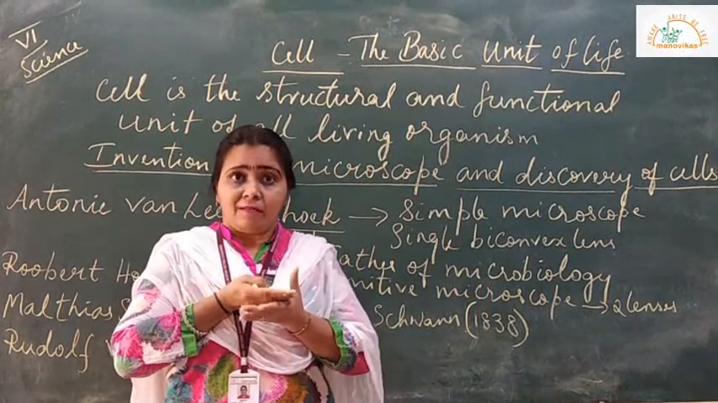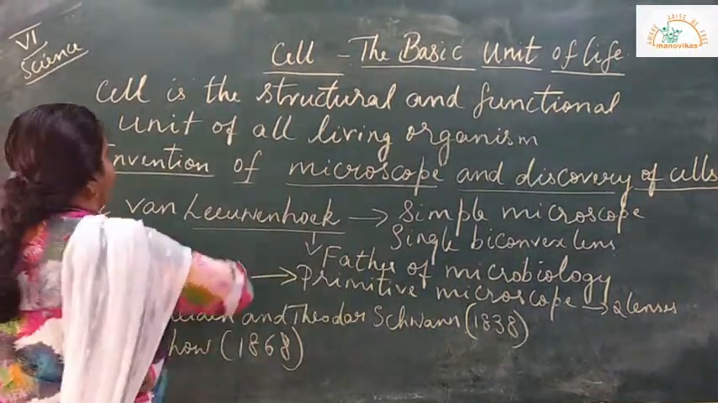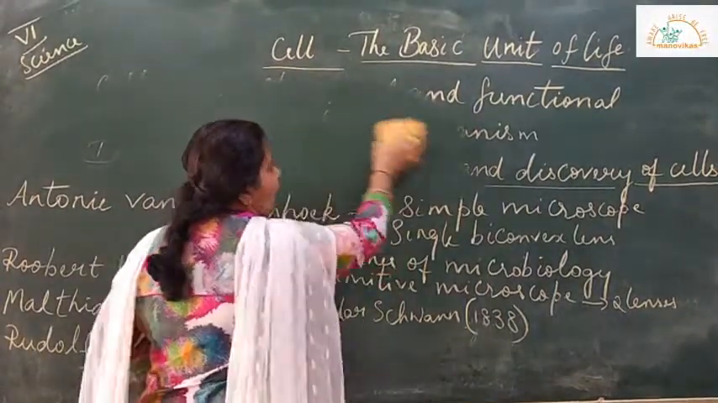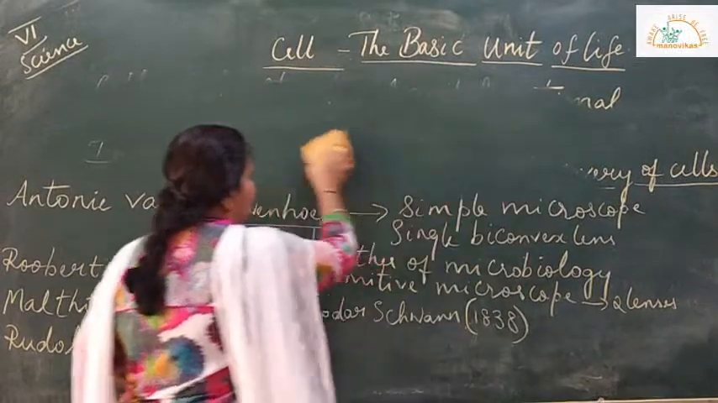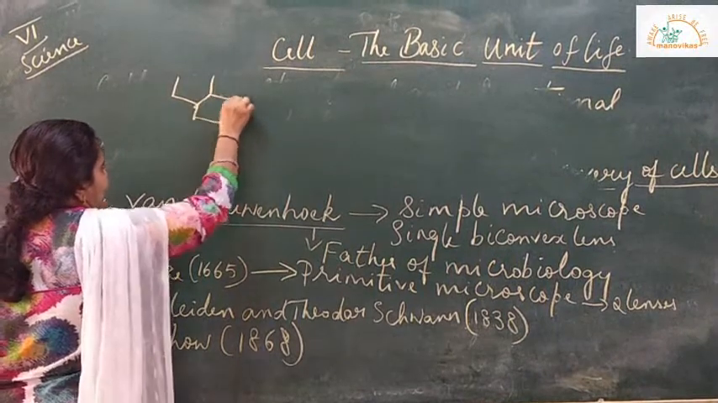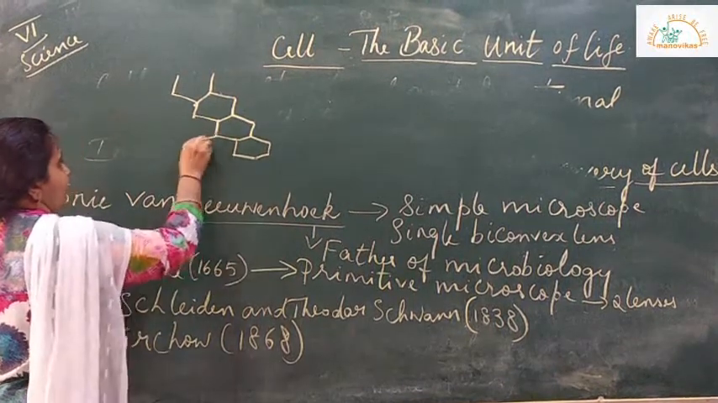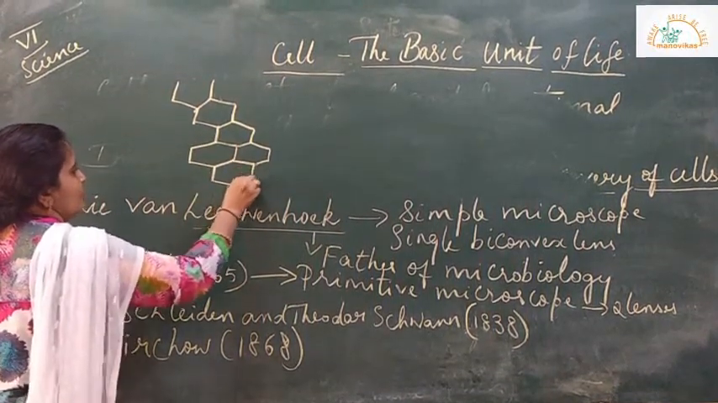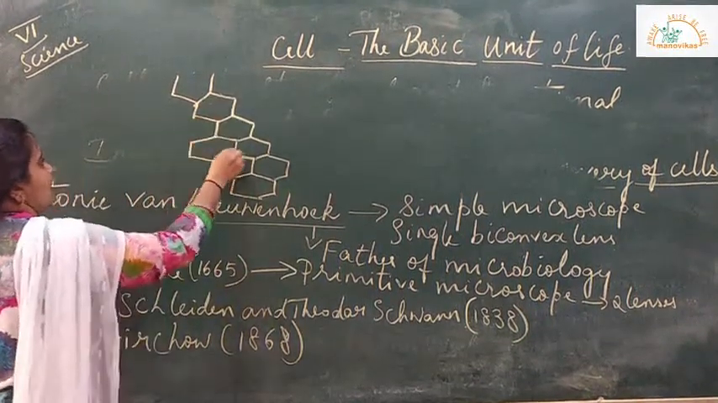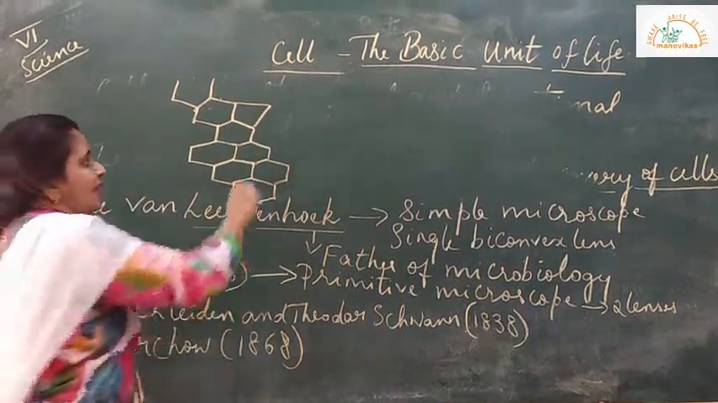When he kept it under the microscope, he saw that there are tiny box-like compartments called cells. He found tiny box-like compartments with empty space in them. This is empty space, you can see. So this was given the name cells.